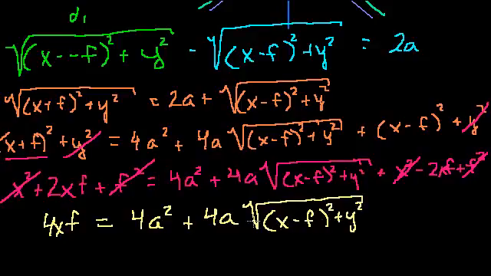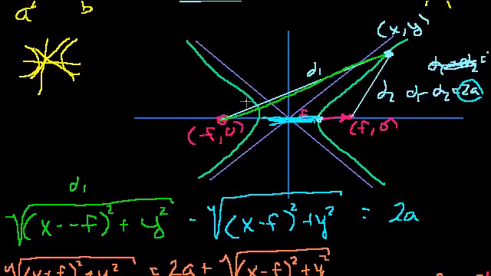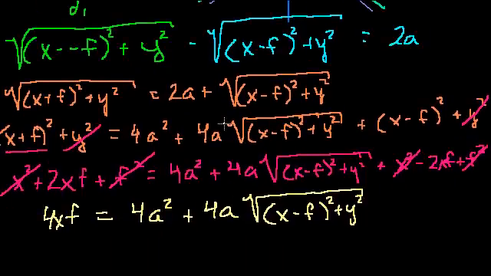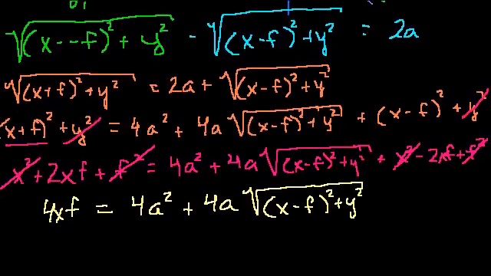It's easy to get lost in the algebra. Remember, all we're doing, just to remind you of what this whole point was, is simplifying the difference of the distances between these two points, and then seeing how it relates to the equation of the hyperbola itself, the a's and the b's.